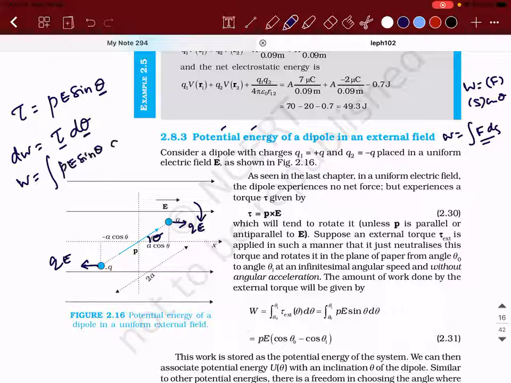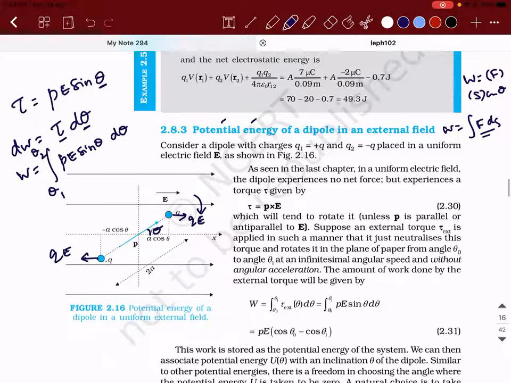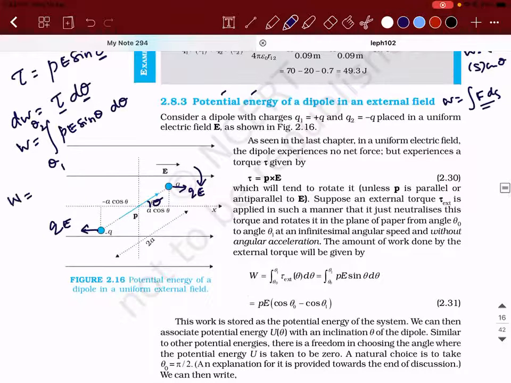PE sin theta. I'll not take P cross here. I'll take it as P sin theta because I need only magnitude. P sin theta multiplied with d theta when the system is revolved from initial angle theta 1 to final angle theta 2. So if I calculate the work done, it will be equal to PE into integral of sin theta d theta from theta 1 to theta 2.